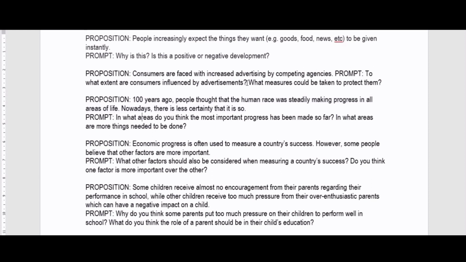So if you can see in the question prompt, in what areas do you think the most important progress has been made so far, that is practically answering the first part of the question over here. And then the second question, in what areas are more things needed to be done, for all intents and purposes, you're actually answering the crossover, or in other words, the opinions of people who feel that there is less certainty that we are making progress in all areas of life. This is a tough one, really.